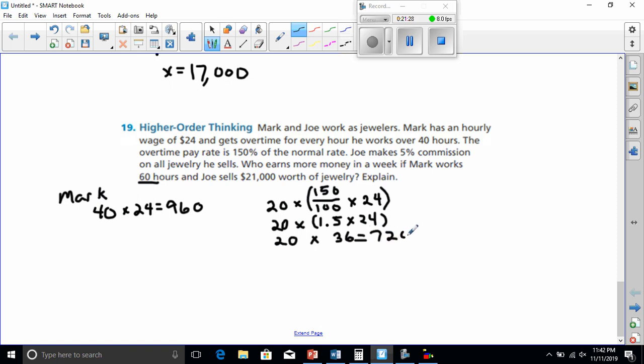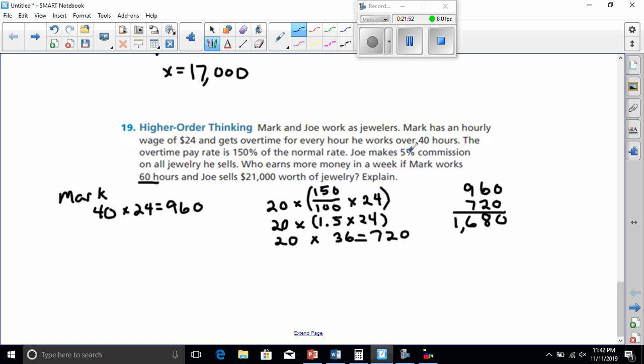And now I've got to add these two together to find out what he made. 960 for his regular pay, add it to 720. And looks like he made, that's a pretty good amount, $1,680. Let's see how much Joe did now.